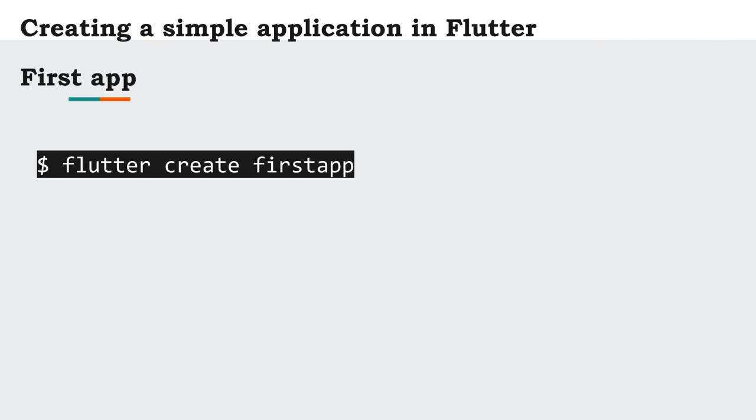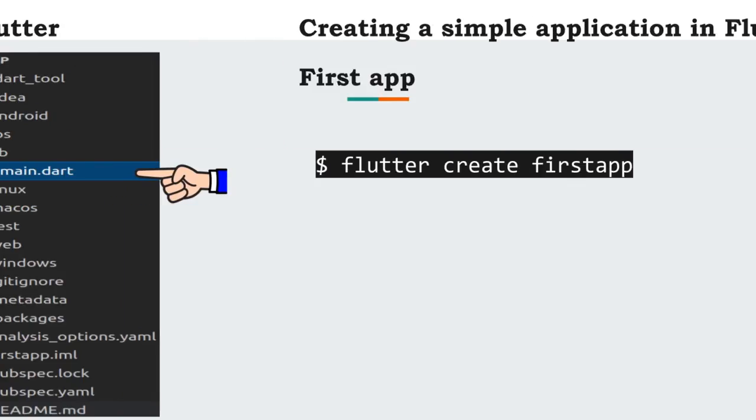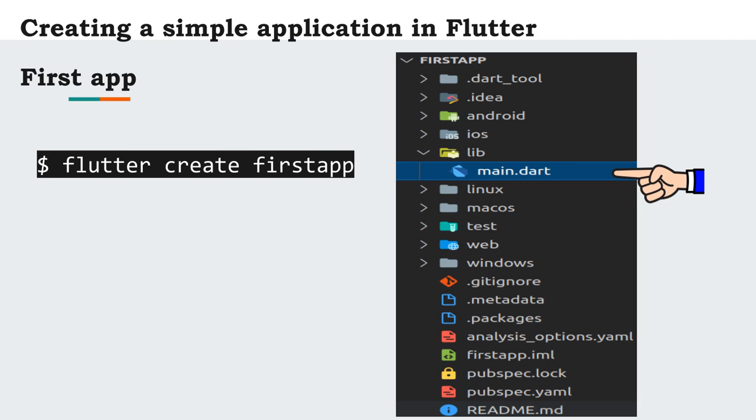In the directory of your choice, type Flutter Create, followed by the name you chose for your application. In the case of our example, it is First App. This command will create a directory containing the entire structure of a Flutter project, including a main.dart file, under the lib subdirectory that contains the application code in the Dart language.